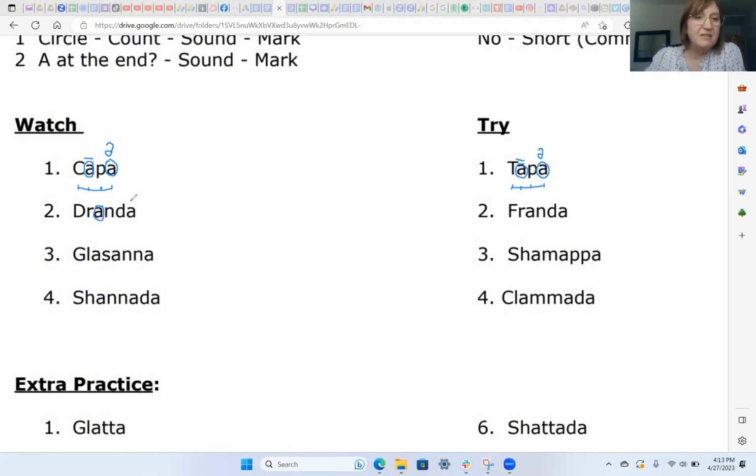Circle my vowels. A is going to say its short sound because of the tap 2 rule. The next two letters are consonants. When that happens, that makes that vowel make its short sound. And A at the end says schwa. So when I pencil read this word, we have D, R, A, N, D, A. Duranda. Duranda.